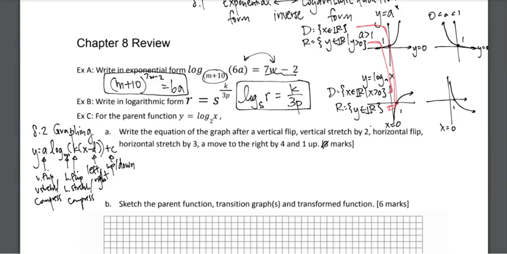This probably wouldn't be out of 3 marks. It would be out of more. So I didn't mean to leave the marks on there.